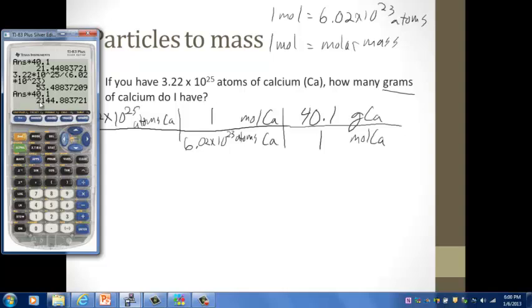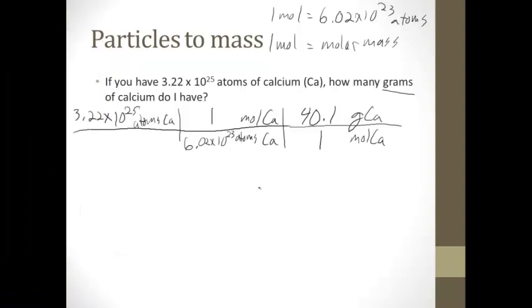All right, so for my college prep classes, just do your answers to 2 decimal places every time. So 2,144.88 will be our answer. I ran out of room here, so I'm going to write it over here. 2,144.88. Let's look at my units. Atoms cancel out. Moles cancel out. I'm left with grams of calcium.